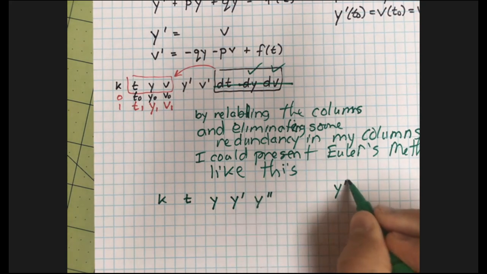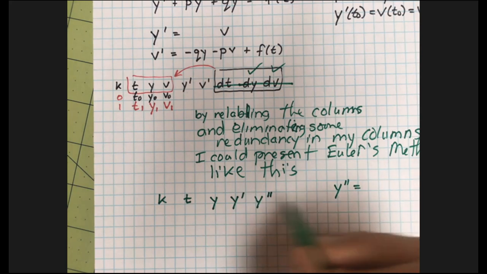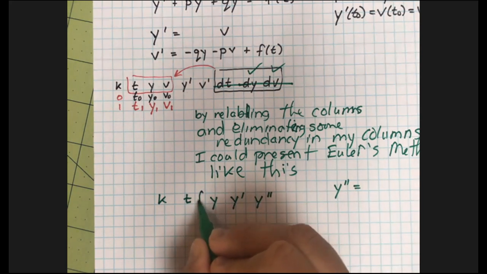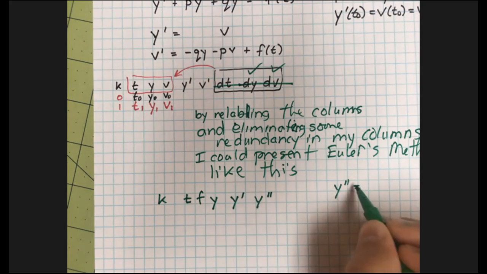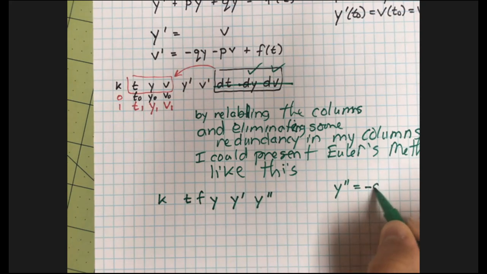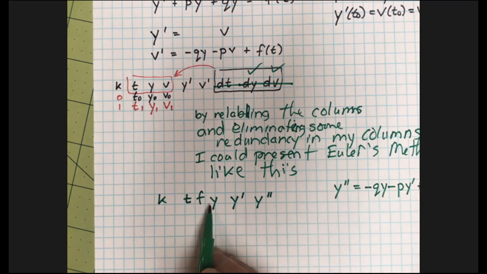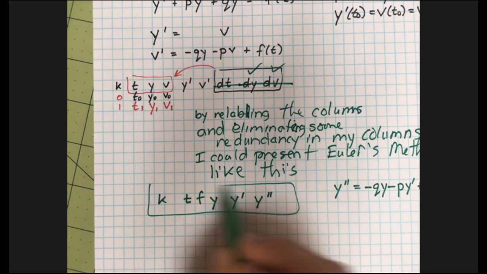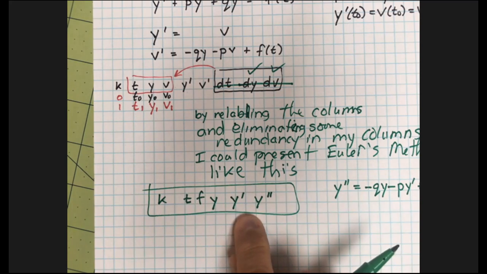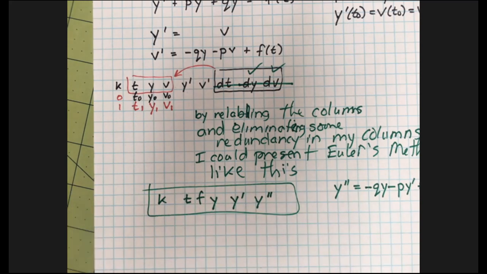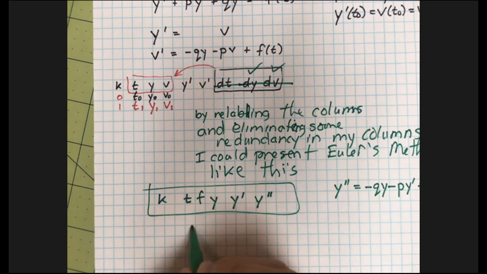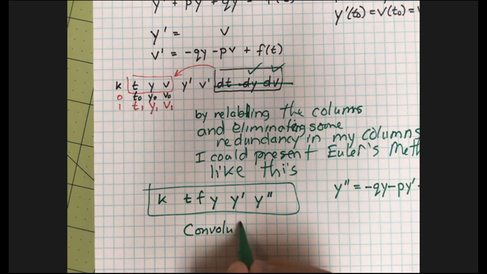My acceleration, y double prime, is a known, I guess I need an F column. That'll be my input column. The acceleration is minus qy minus py prime plus F. So with the F and the y prime, I can predict the y double prime and then refill in these columns. So that would be an efficient way to write Euler's method. Let's open up a spreadsheet. The spreadsheet is on our website, called convolution.xls.